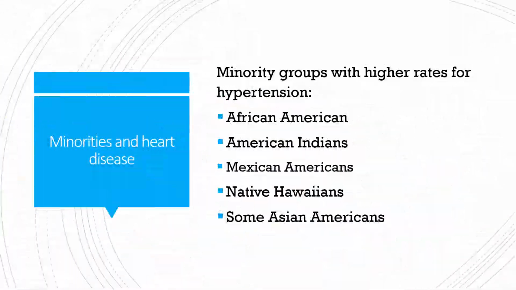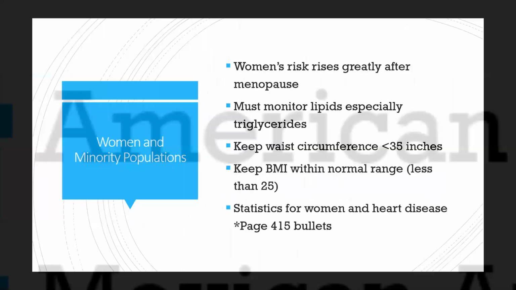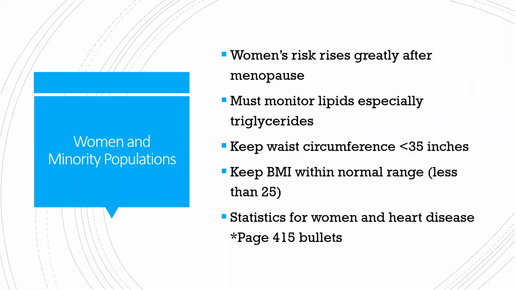So minority groups with higher rates of hypertension are going to be African Americans, American Indians, Mexican Americans, Native Americans, and some Asian Americans. Women's risk rises greatly after menopause, so we really have to keep a close eye on our lipids, especially the triglycerides. We want them less than 150. We want to keep the waist circumference low.